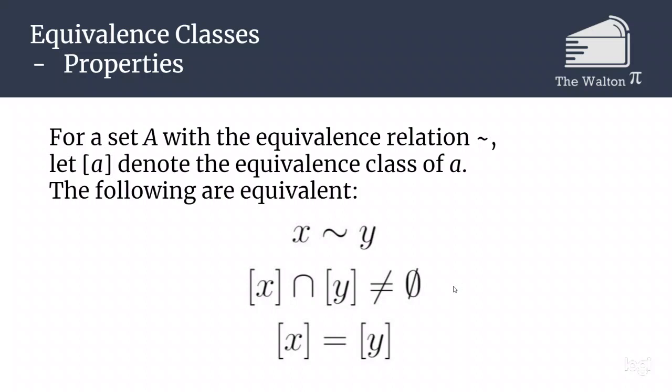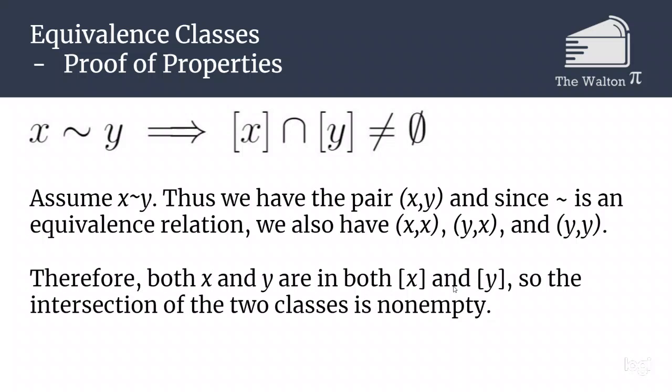Let's go through each of these to show that they are, in fact, equivalent. So, let's show that if x relates to y, then the equivalence class of x intersected with the equivalence class of y is not the empty set. Let's assume that x relates to y. That tells us that we have the pair x comma y, and because tilde is an equivalence relation, we also must have x comma x, y comma x, and y comma y as a result of symmetry and reflexiveness of equivalence relations. That tells us that both x and y are in the equivalence class of x and the equivalence class of y, so the intersection must be non-empty.